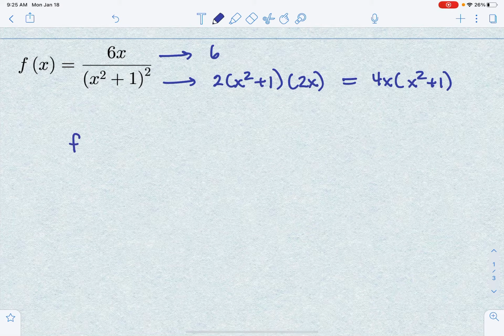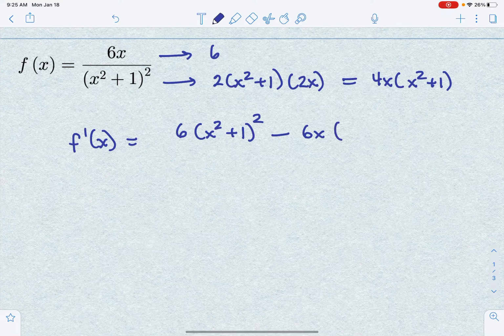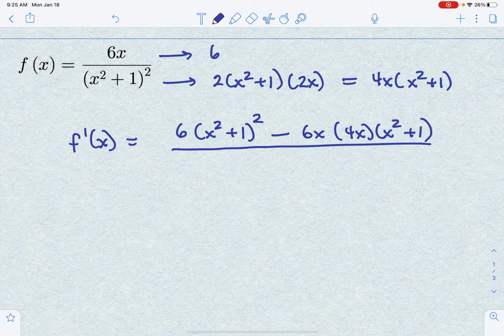So the derivative of the quotient is the derivative of the numerator times the original denominator minus the numerator times the derivative of the denominator, all over the original denominator. So that was the original denominator, right? And now we're squaring that, okay?